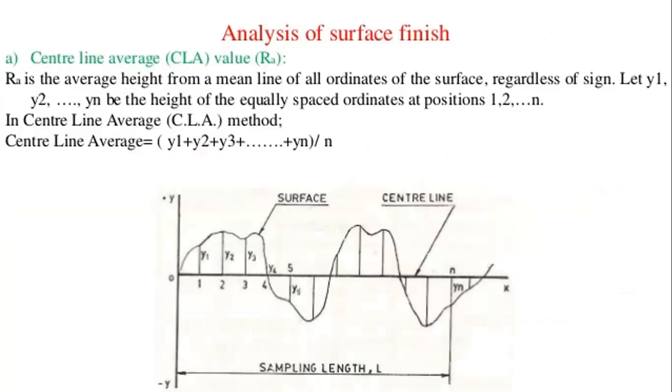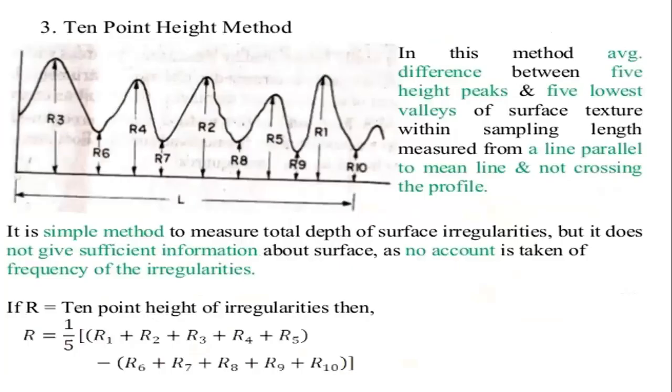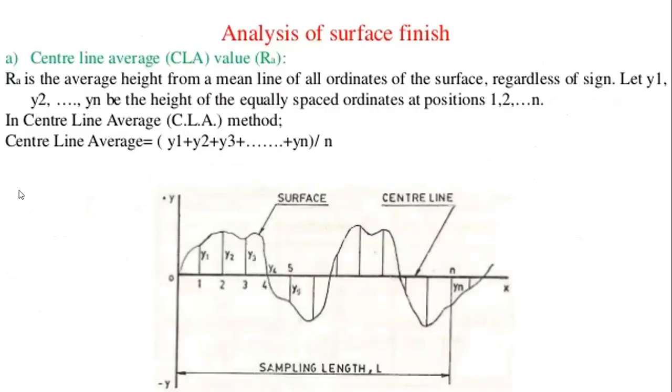Next one, this center line average method is also called the RA method. Shortly, it is also known as the RA method. In the syllabus papers also it is taken as RA. So RA is the average height from a mean line of all ordinates of the surface, regardless of the sign.